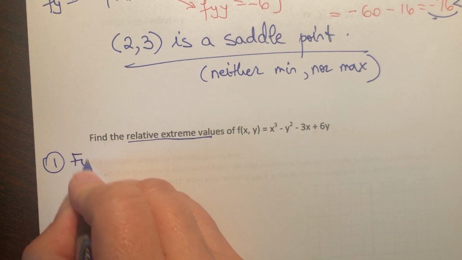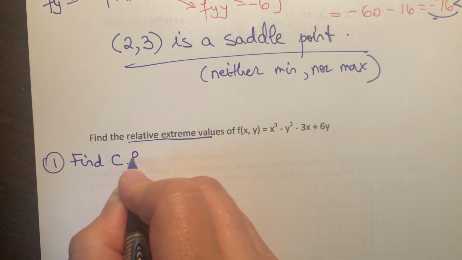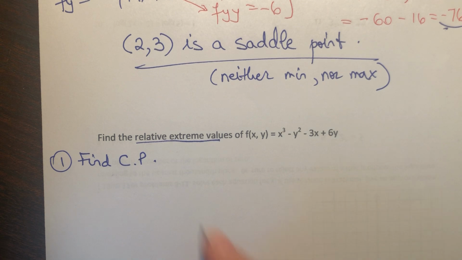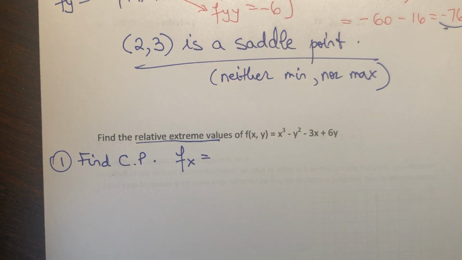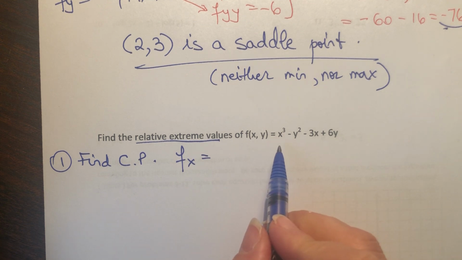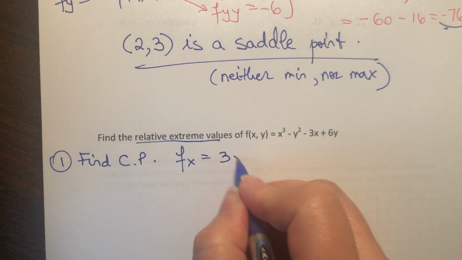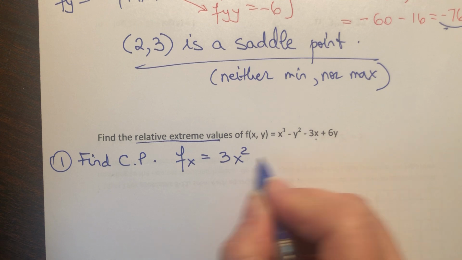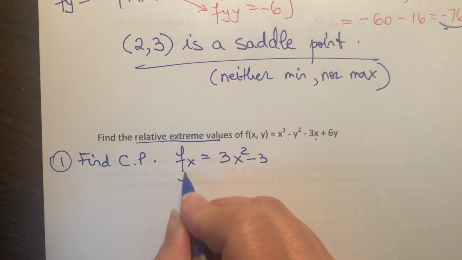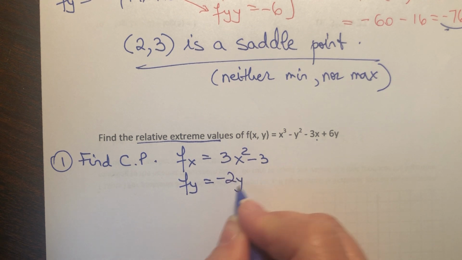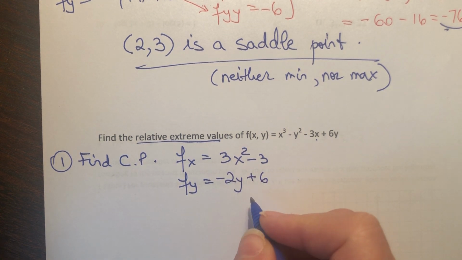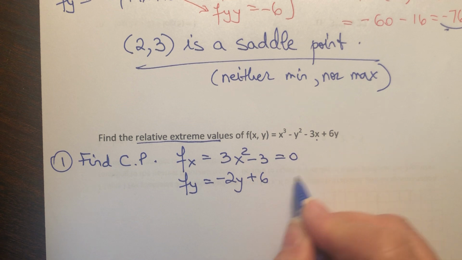We find those critical points. Now, how do I find the critical points? Well, find the two first derivatives and set them equal to 0. So, the derivative with respect to x is 3x squared minus 3. Okay. The derivative with respect to y is negative 2y plus 6. Great. That's not too bad. I'm setting them equal to 0.